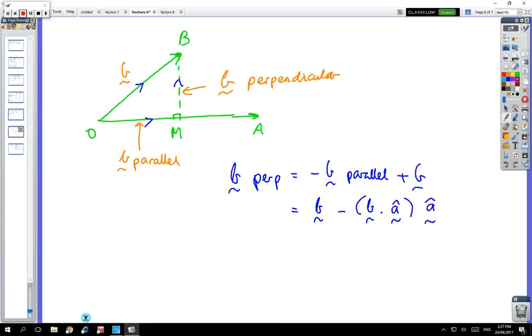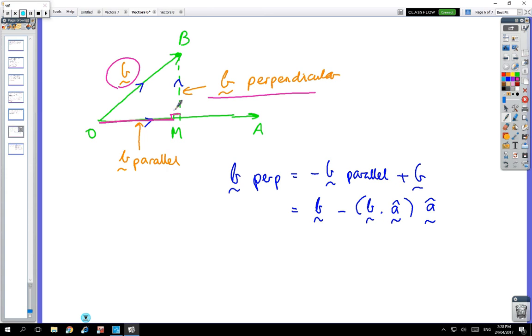I hope the next one's an example. Nope, we're not going to an example yet. We're looking at B. This is the direction of B parallel to the particle moving, and this is B perpendicular to the particle.